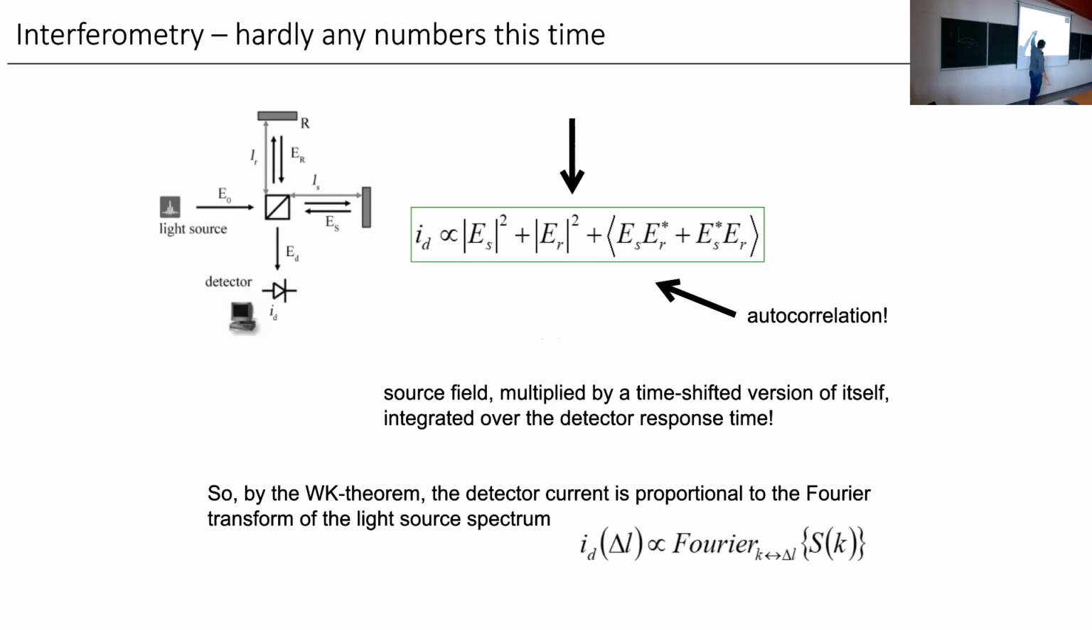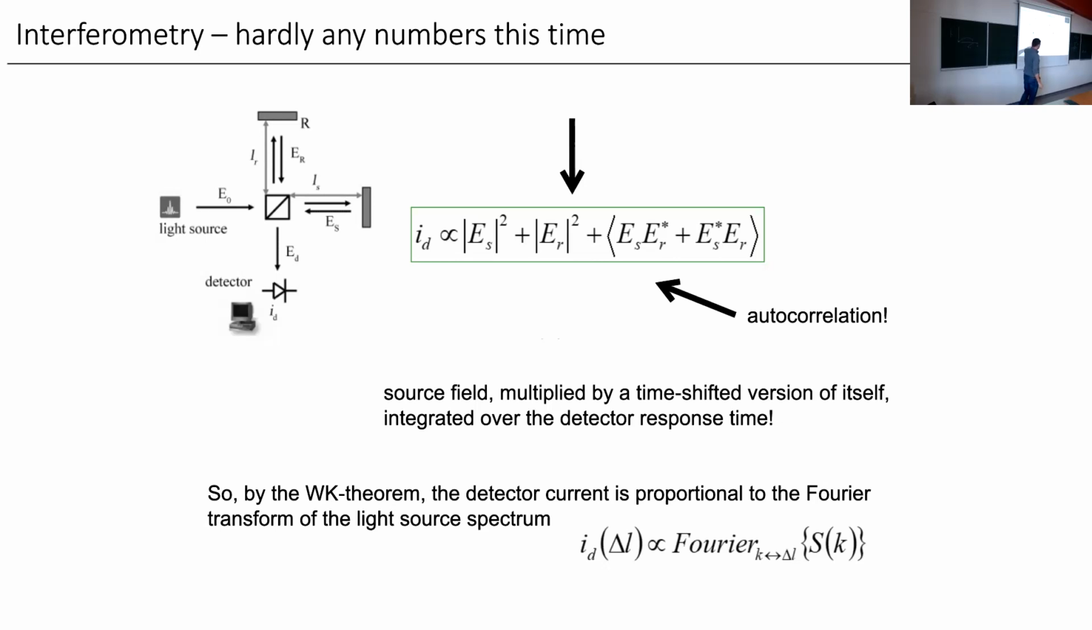Source field, divided by 2, and then it's multiplied by a time shifted version of itself. The detector acts as a sort of integrator because it has this response time. So what this does in hardware basically is this whole correlation operation: multiply a signal with a time shifted version of itself, and then integrate. So this whole operation will have a cosine.